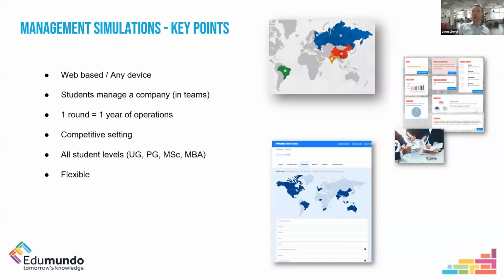We're talking about something where students manage a company in teams of maybe 4 or 5. It's flexible, and they'll manage that company over a number of virtual years or rounds, where one round equates to 1 year of operations. It's highly competitive, of course, it's gamification, and it's a dynamic algorithm, with student teams competing against each other to win, ultimately. Although it doesn't matter who wins or loses in terms of the learning, you can often learn from failure as well.